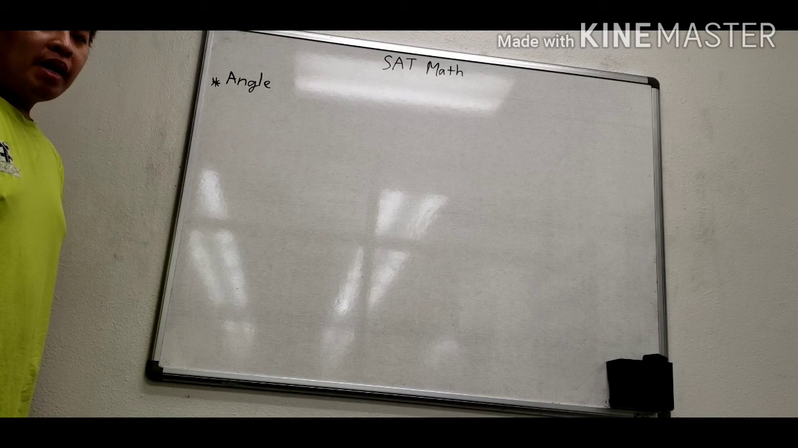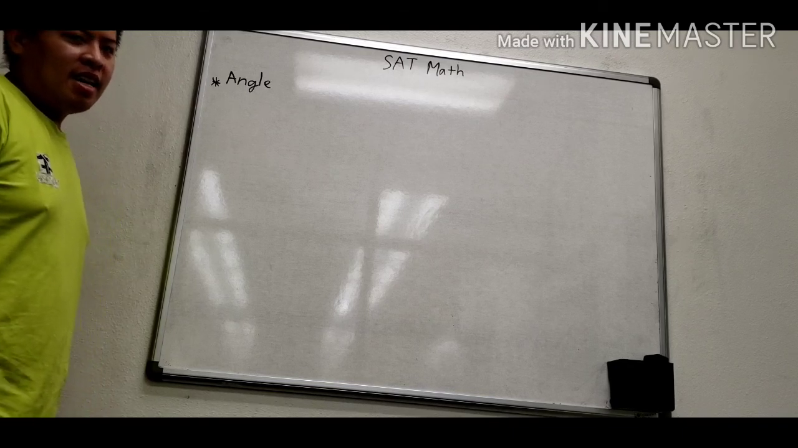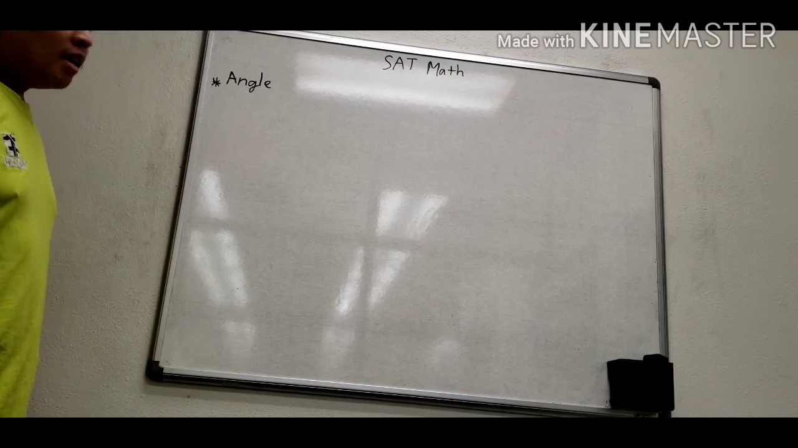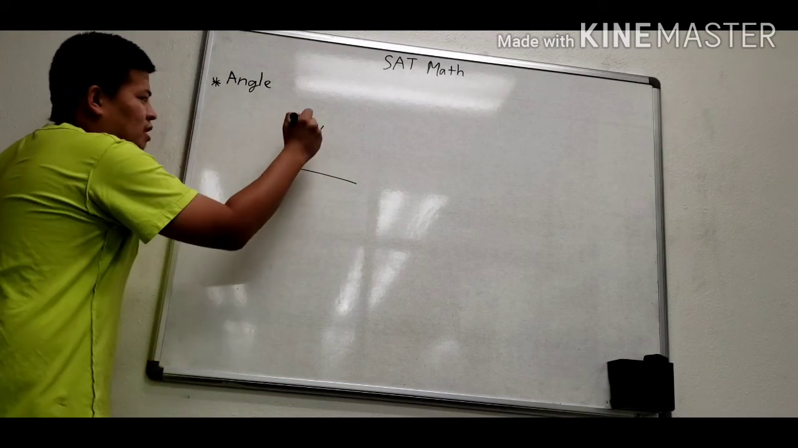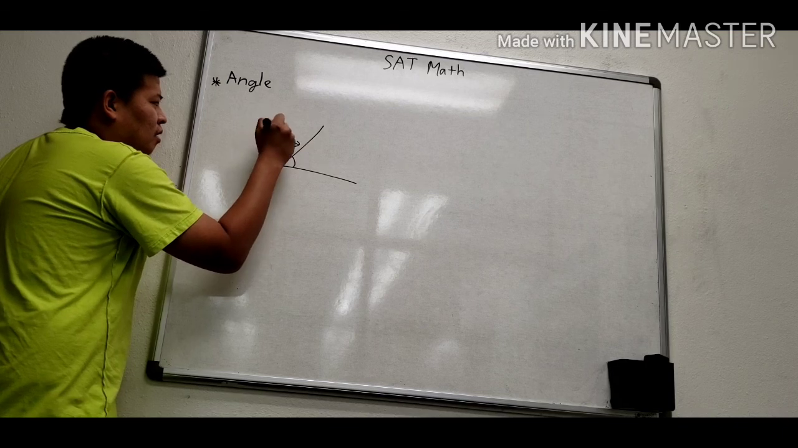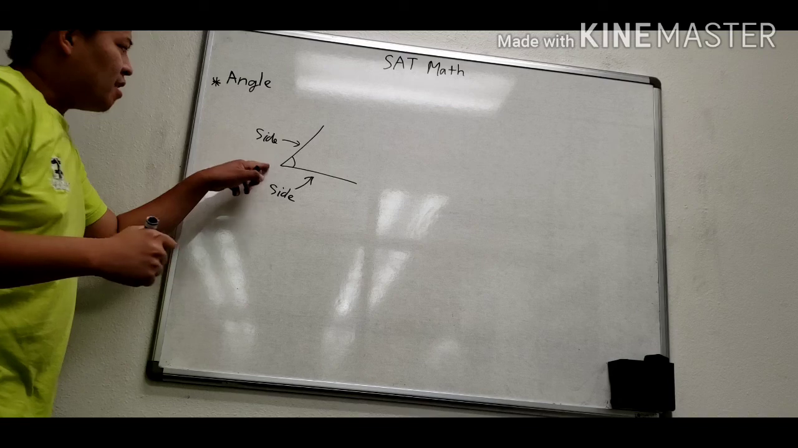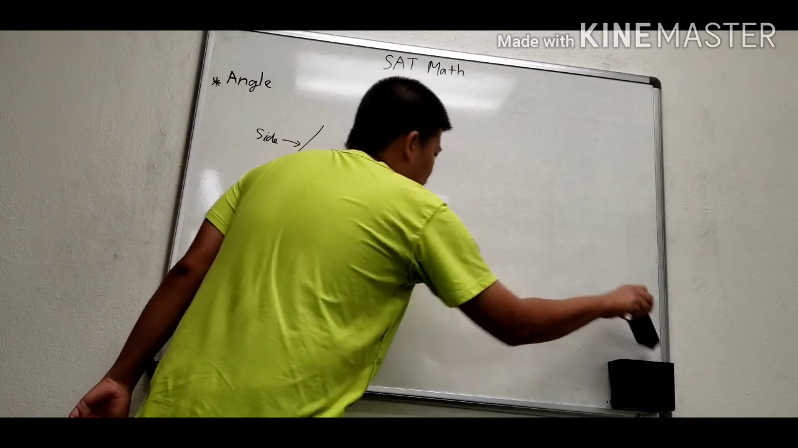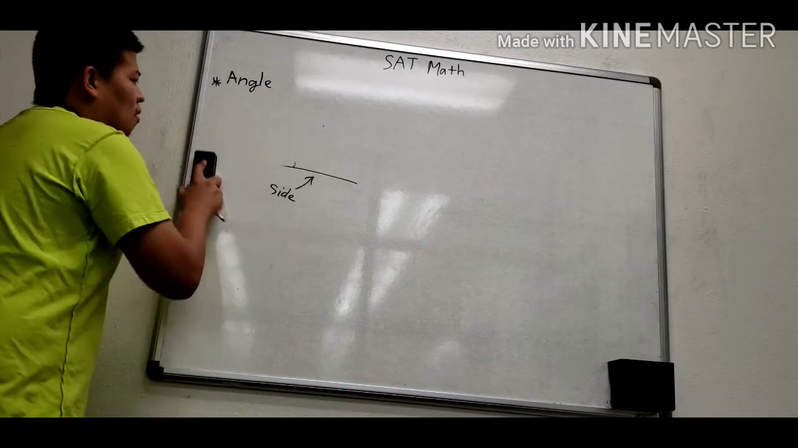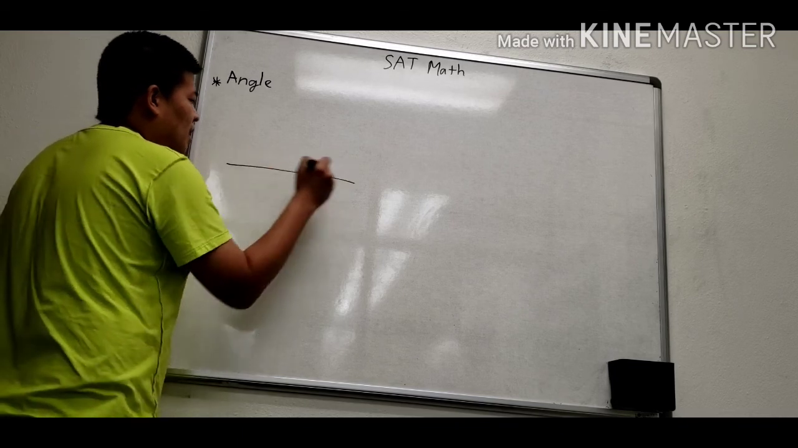The first topic we will learn about is trigonometry, and the first unit is about what an angle is. In here, an angle is formed between two sides. They create the angle between at least two sides, so that's why we call this an angle. On the SAT math, we will learn different kinds of angles.